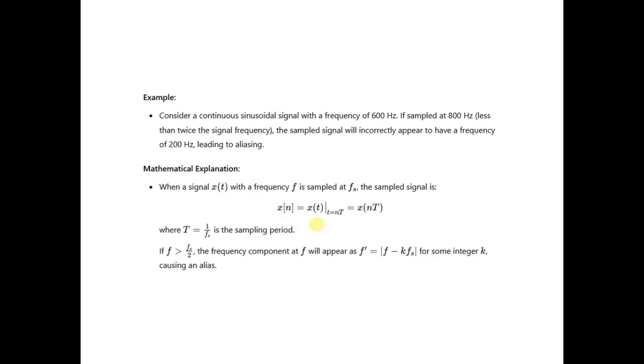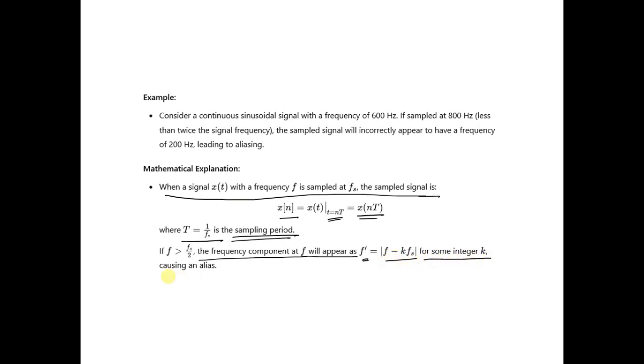Okay. Now, over here, if you see, when a signal x(t) with a frequency f is sampled at Fs, the sampled signal is x[n], x(t) sampled at t equals nT, which is equal to x(nT), where capital T equals 1 by Fs, which is basically the sampling period. If f is greater than Fs by 2, the frequency component at f will appear as f dash, which will be equal to modulus of f minus k Fs for some integer k, causing an alias. Okay.